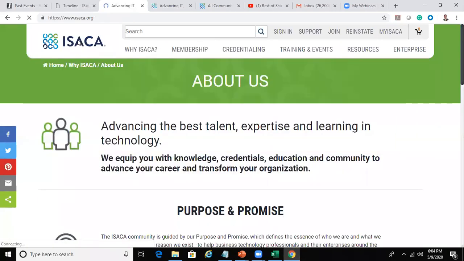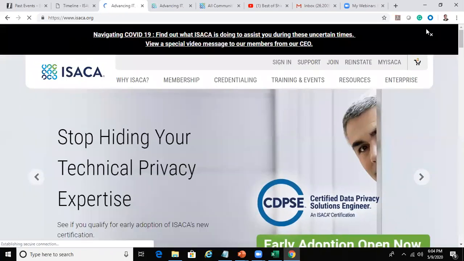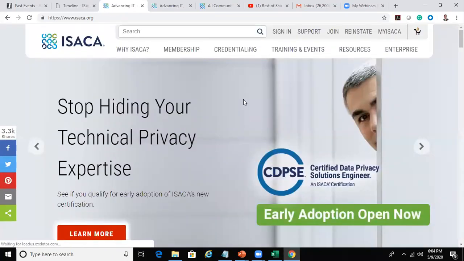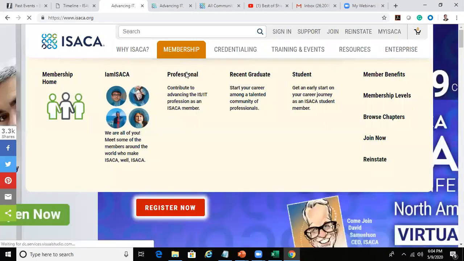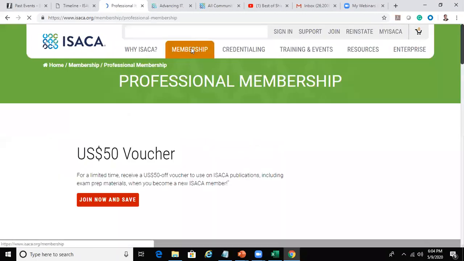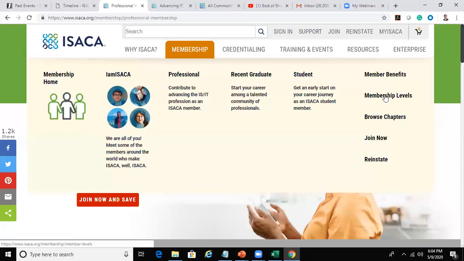Go to ISACA.org. It's a very active and responsive website. Go to membership and look at the professional membership. There are membership levels, which I was talking about, and there are membership benefits. I recommend all of you, because that's the starting point. The first step is to take membership, become a member, and then start getting engaged. That's the model in which this chapter and ISACA normally work.